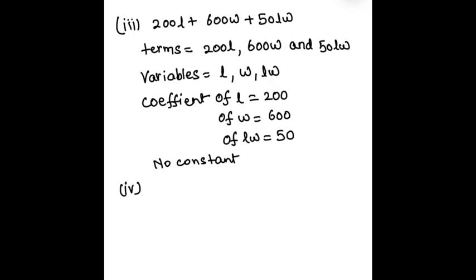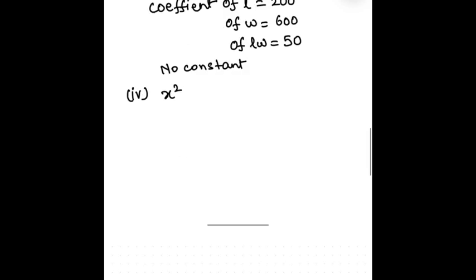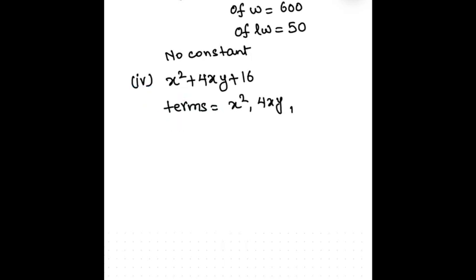Let us now write the terms, variables and coefficients in the fourth expression, which is x square plus 4xy plus 16. First we'll write the terms, which are separated by plus or minus sign. So the terms are x square, 4xy and 16. Variables are the letters or symbols whose value can change, which are x and y.